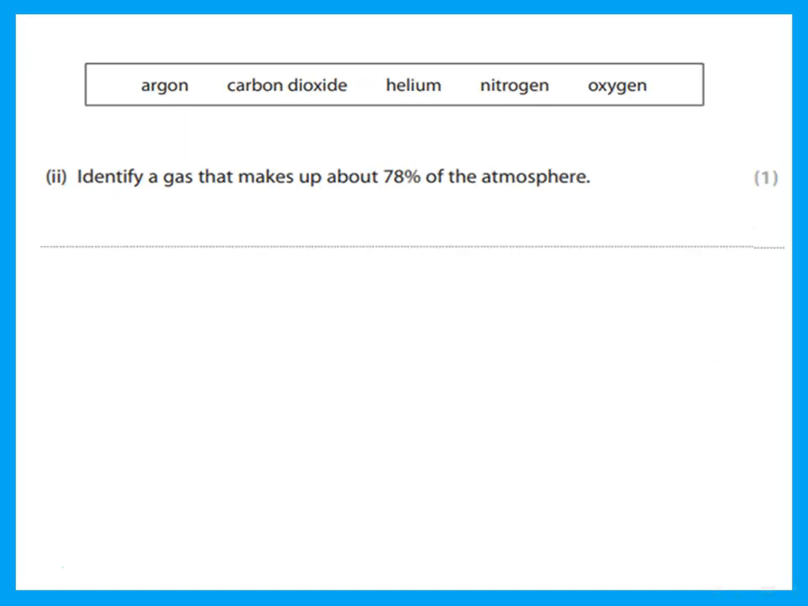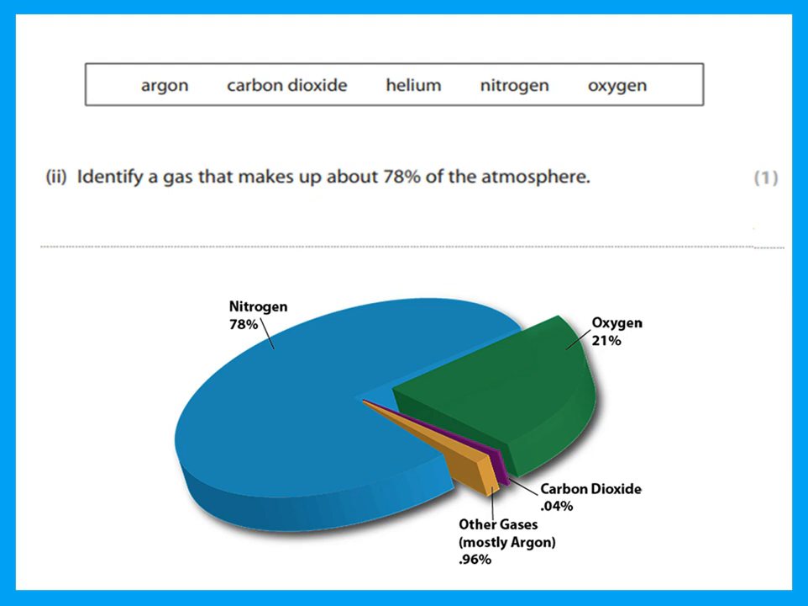Then from the box, we're going to identify a gas that makes up about 78% of the atmosphere. Now, which of these makes up 78% of the atmosphere? Remember that would be nitrogen, makes up 78%. Oxygen makes up 21%. Carbon dioxide is about 0.04%. And things like argon are about 0.1%.